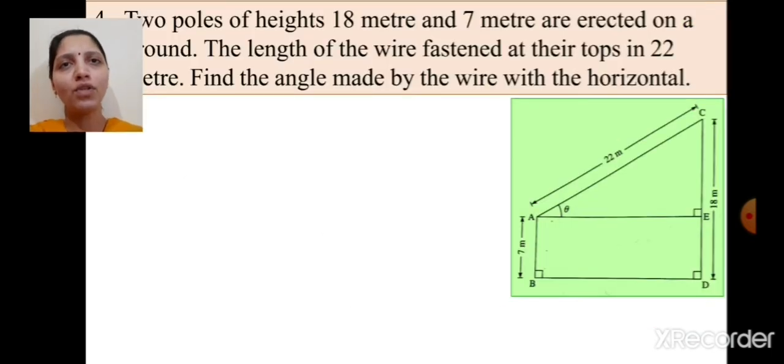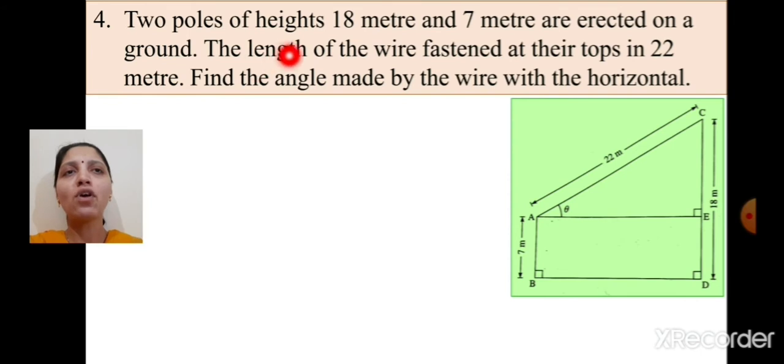Now let's move on to the next question. Two poles of heights 18 meters and 7 meters are erected on a ground. The length of the wire fastened at their tops is 22 meters. Find the angle made by the wire with the horizontal. So here this angle theta you have to find out.